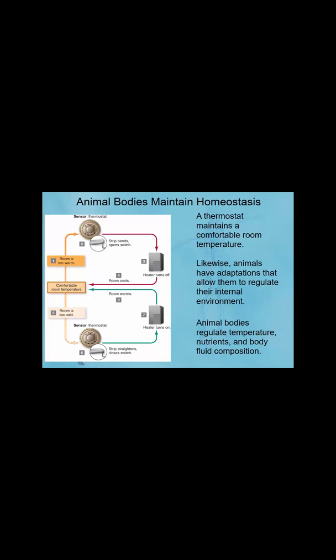When the room gets to a certain level of warmth, it turns off and it starts cooling down again. And so it's constantly going back and forth. So if the room is too cold, it warms it. If the room is too warm, it turns off so that it will cool down. This is called a negative feedback loop. And this is how your body controls things like temperature, nutrients, blood levels of certain ions or compositions, anything like that.